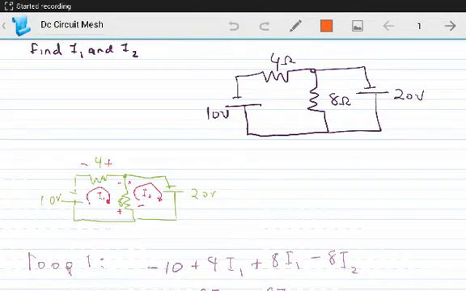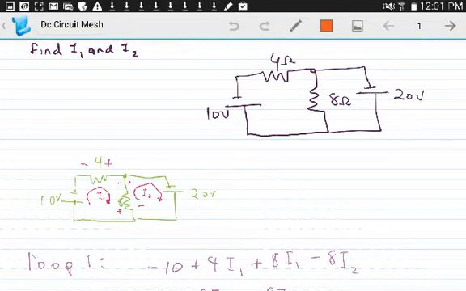Okay, this is asking for I1 and I2. I1 is going to be the current in this loop, and I2 is going to be the current in that loop. There are several ways to solve this, but I'm going to use mesh analysis, because that's the easiest.